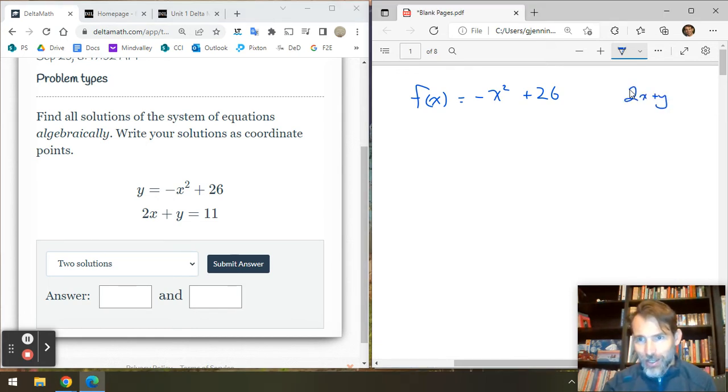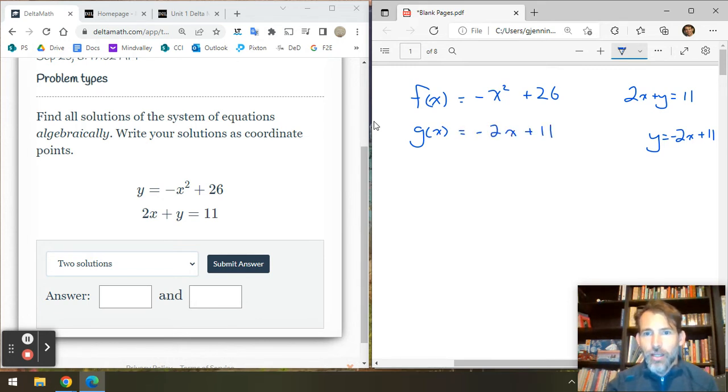2x plus y equals 11. Solve for y. y equals negative 2x plus 11. Just subtract 2x from both sides. So I have a g of x here. g of x equals negative 2x plus 11. And I'm looking for, when does g of x equal f of x? Well, let's see. Minus 2x plus 11 should equal negative x squared plus 26 at some point.